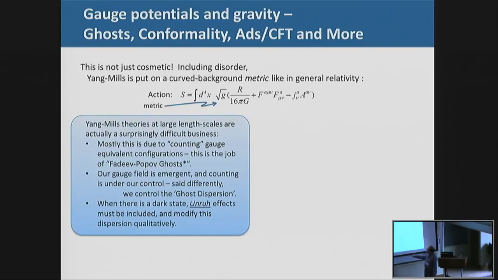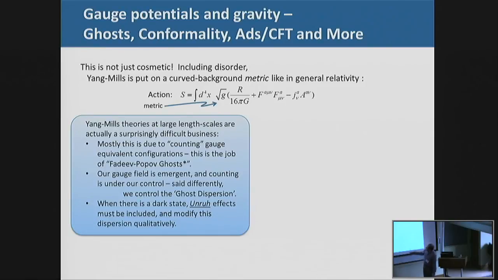And actually, since our gauge field is emergent, the counting in this case is under our control, which is to say that we are able to control what's called the ghost dispersion, which is the energy versus momentum relationship for these ghosts that are determining how the dynamical gauge field evolves.